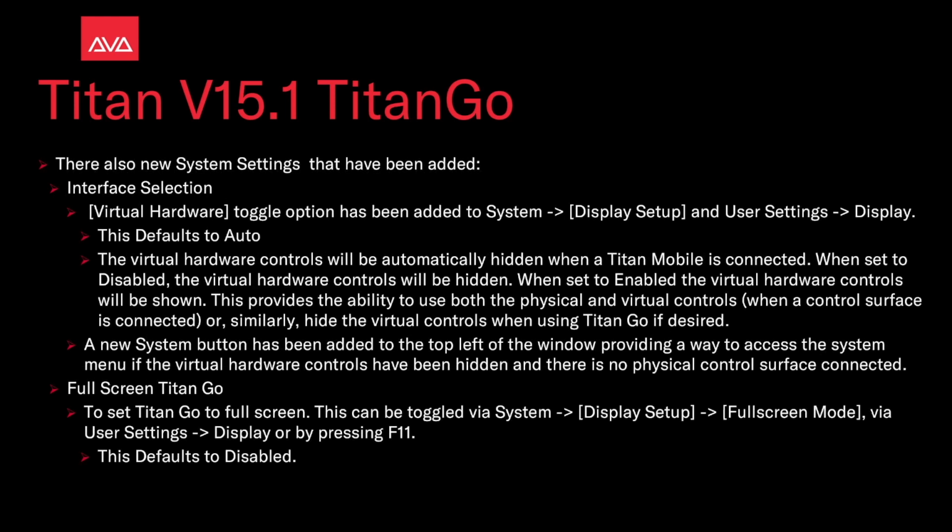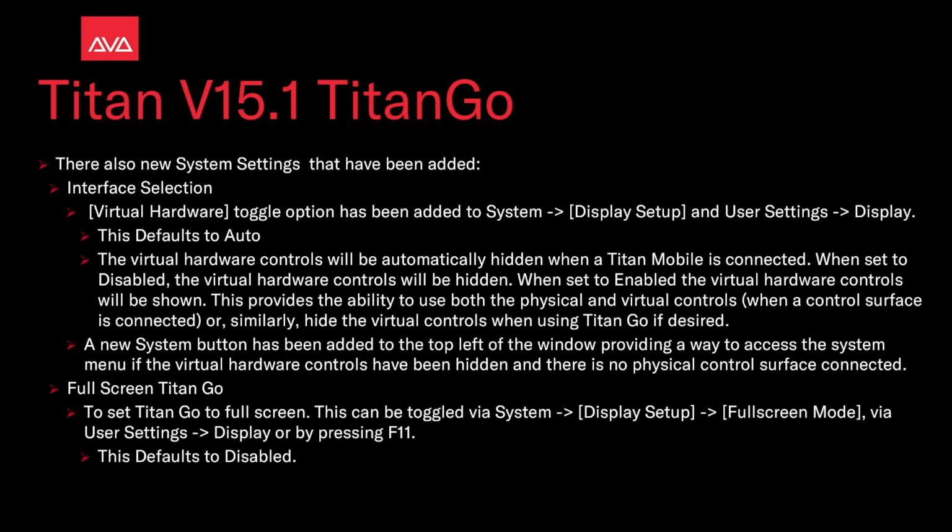There are also new system settings that have been added. Interface selection. The virtual hardware toggle has been added to the system display setup user settings display. This defaults to auto. The virtual hardware controls will be automatically hidden when a Titan Mobile is connected. This is the keypad and other buttons that are usually along the right hand side when using Titan Go. When set to disable, the virtual hardware controls will be hidden. When set to enable, the virtual hardware controls will be shown. This provides the ability to use both physical and virtual controls when a control surface is connected, or similarly hide the virtual controls when using Titan Go if desired.